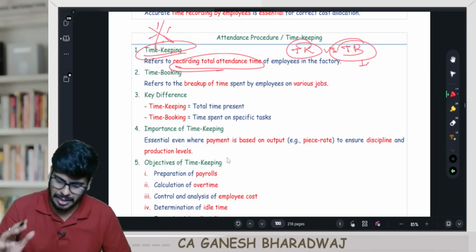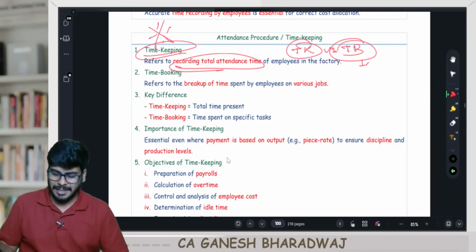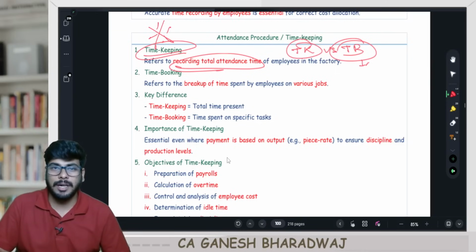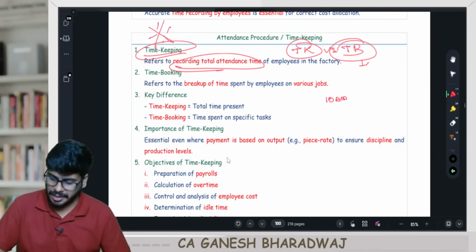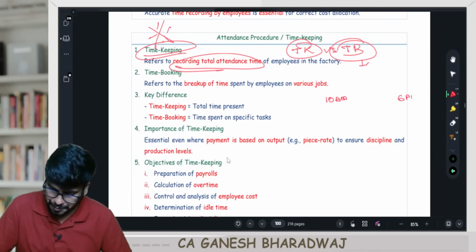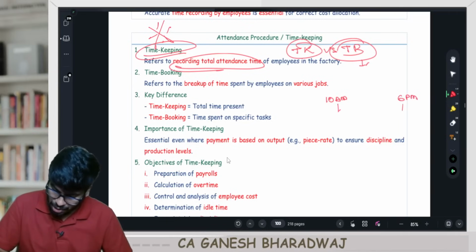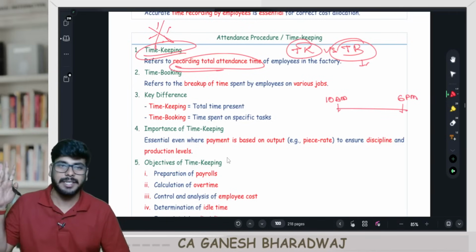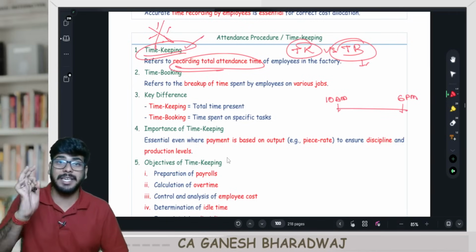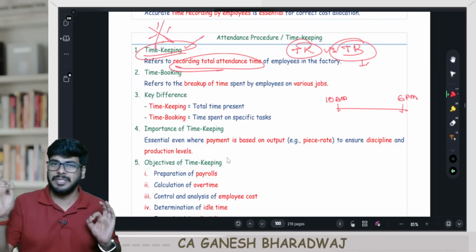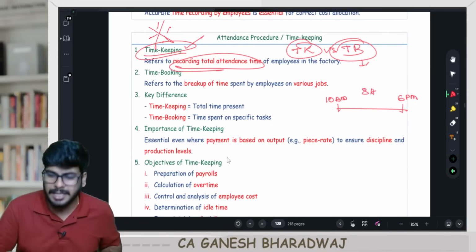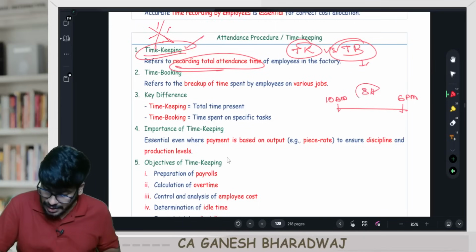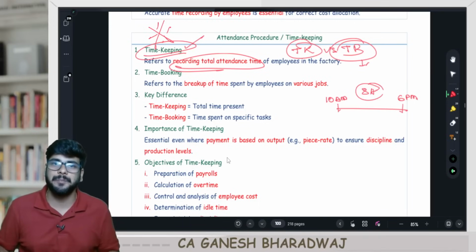Sir, can you give us an example? Simple. Let us say a worker entered into the factory at 10 a.m., right? And he left the factory at 6 p.m., right? Now, recording this entry and exit is called timekeeping. I keep the time of his entry and exit. In a day, he spent 8 hours in the factory. Guys, clear with this? This is called timekeeping.